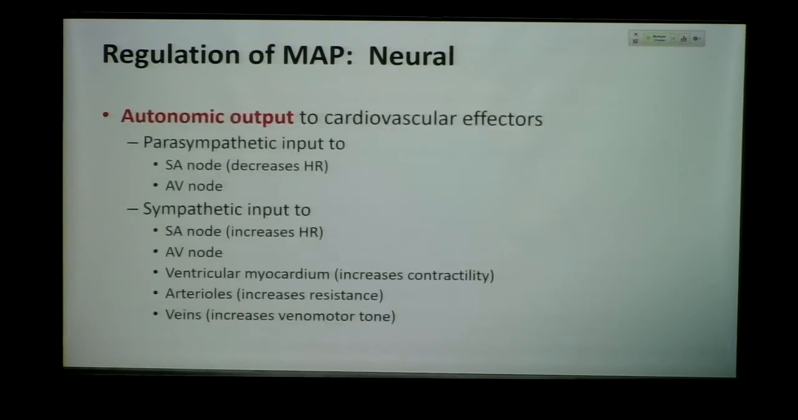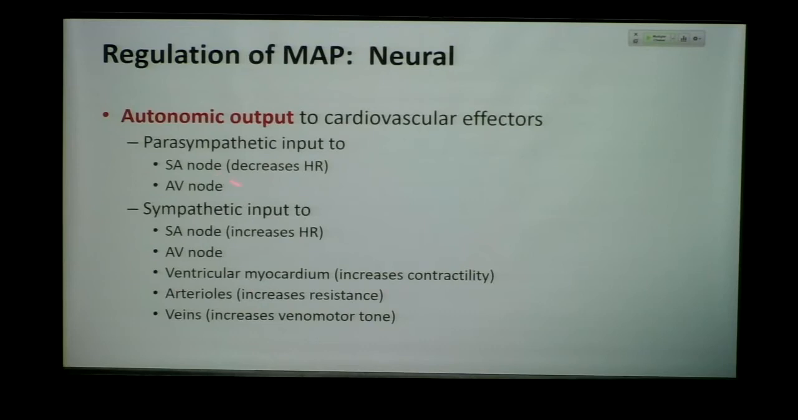All right, so what is the effect? Now the effect, or the output signal, is usually, if we have an increase, to decrease the pressure. And if we have a decrease in pressure, it's to get the pressure back up. So we send this signal out on the autonomic nerves, right? The efferent branch of our nervous system.